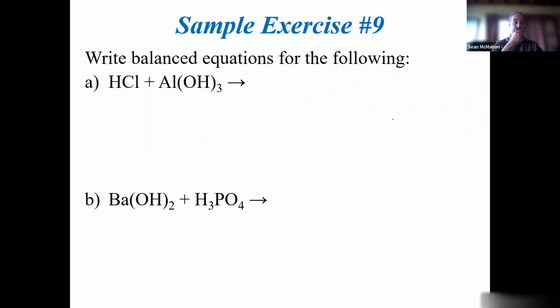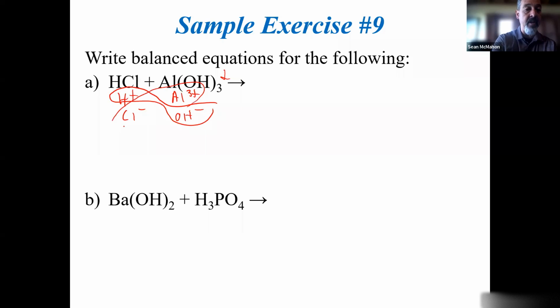So can we do this? Can we do a double displacement, right, and predict products? Yeah. H plus, Cl minus, aluminum's a 3+. How do I know that? Periodic table. I could also see there was 3 hydroxides, and hydroxide's a -1. So I crisscross applesauce. I get aluminum chloride, and there has to be 3 of them. It's aqueous. Plus water, I'm going to write it as HOH, liquid.